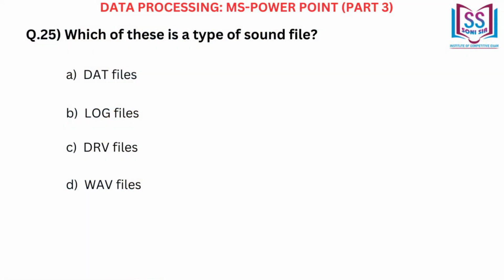Which of these is a type of sound file? A. DAT files. B. Log files. C. DRV files. D. WAV files. Correct answer D. WAV files.